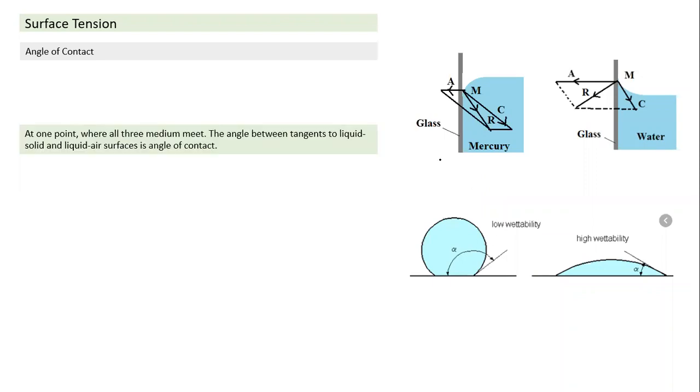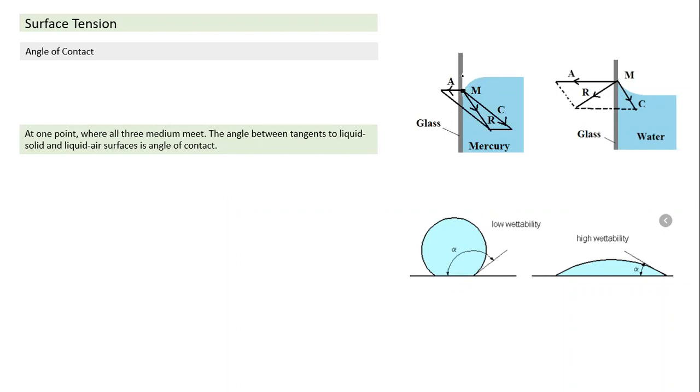When we look at this surface, there are three things involved. Here also, three different types of materials, or three different mediums, are involved. There's a glass medium, a liquid medium, and an air medium: solid, liquid, gas. This is the point where all three are present. When we take a cross section, at one point all three mediums meet. Some surfaces are plane, some are curved. Wherever it is curved, we can draw a tangent.